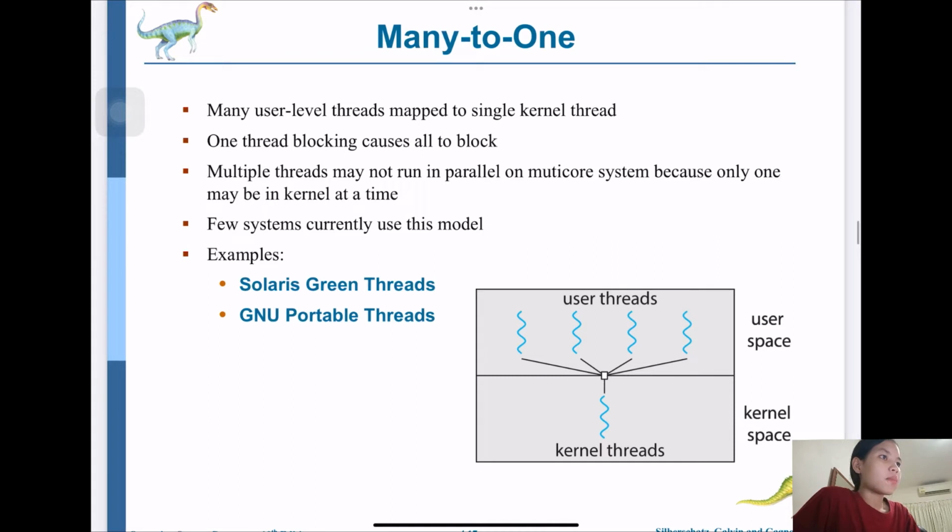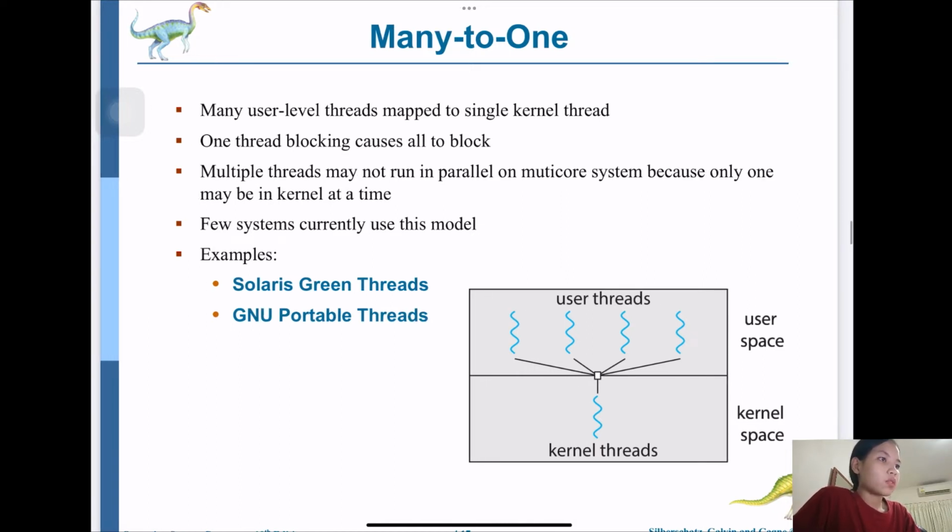Many-to-one: many user-level threads map to a single kernel thread. One thread blocking causes all to block. Multiple threads may not run in parallel on a multicore system because only one may be in the kernel at a time. Few systems currently use this model. Examples: Solaris Green Threads, GNU Portable Threads.